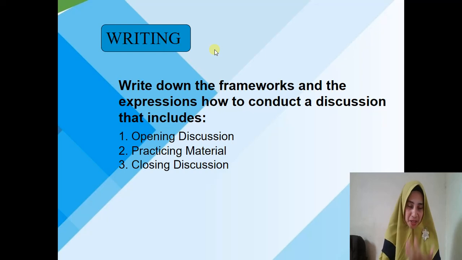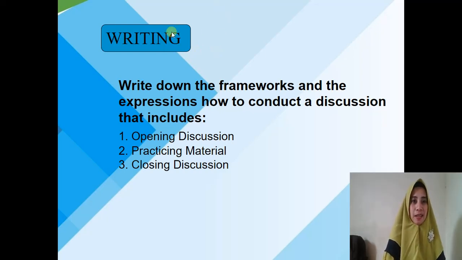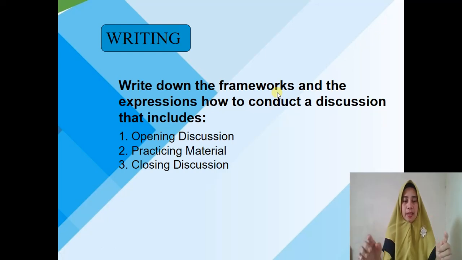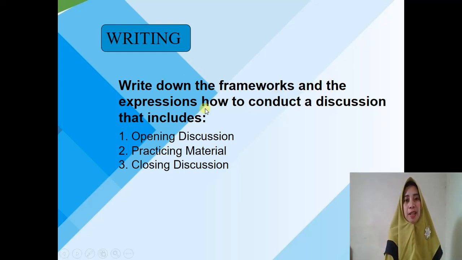I will repeat once more. In writing skills, for English class online learning today, please, you are expected to be able to write down the frameworks and the expressions of how to conduct a discussion. That includes opening discussion, practicing material, and closing discussions.